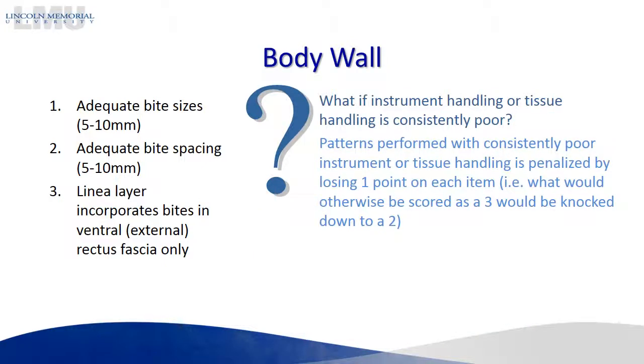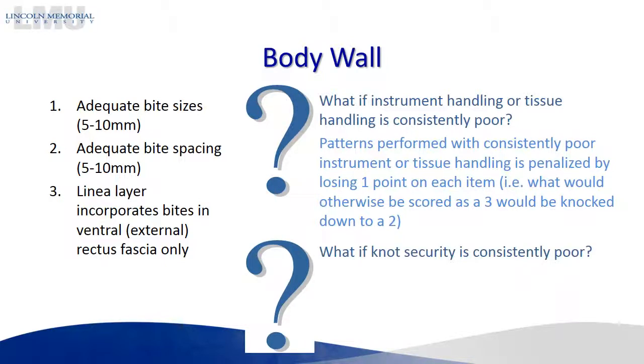So what if we have instrument handling or tissue handling that's consistently poor? When we have a pattern that's performed with consistently poor instrument or tissue handling, that's going to be penalized by losing 1 point on each item. So in other words, if I had a student who would have gotten 3s, perhaps on all of these items, but they had very poor, consistently poor instrument handling or tissue handling, in other words, it's not a transient mistake, but we're consistently having pretty significant issues with either of those problems, I'm going to go ahead and knock those down to a 2 because of that sort of consistent problem associated with it.